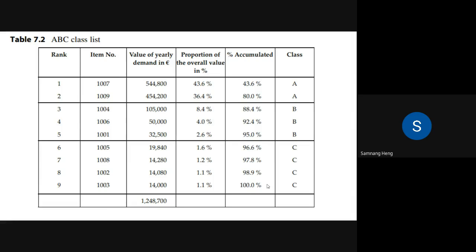You guys understand the concept of accumulated percentage? We use accumulated percentage because it's easier to classify the items. If you only have the regular proportion, you don't know when it's the top 80%, or how much of the inventory the items cover. The accumulative percentage tells you everything.